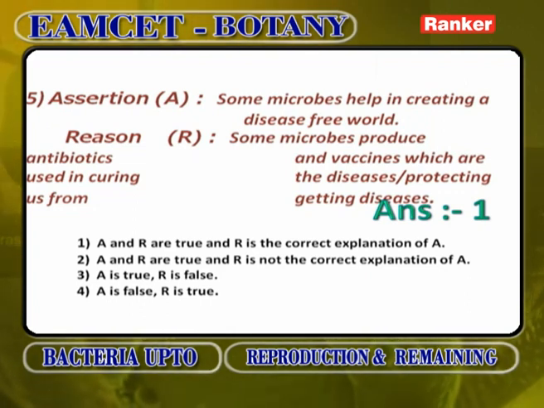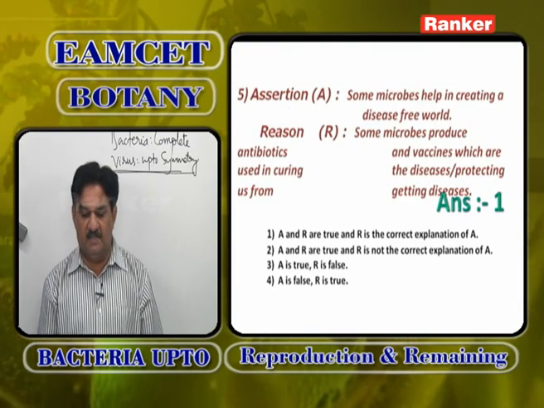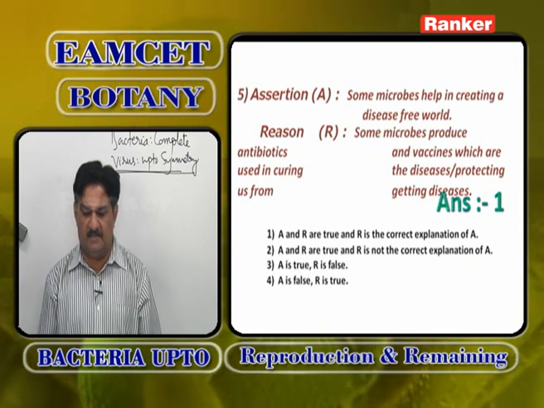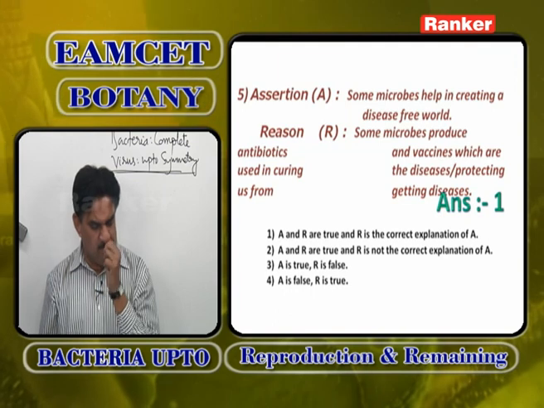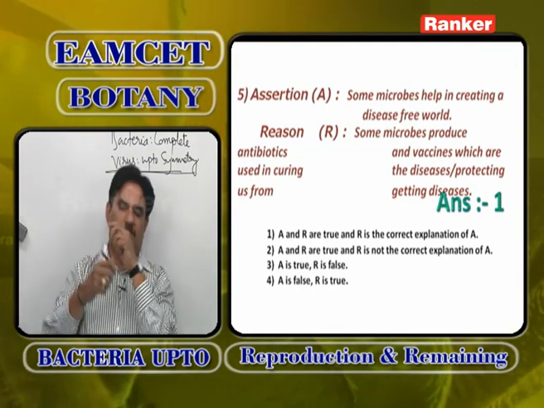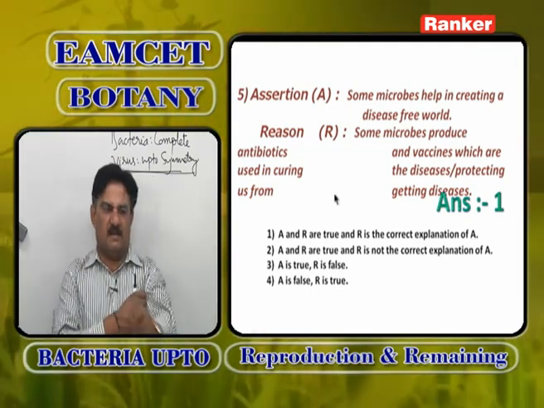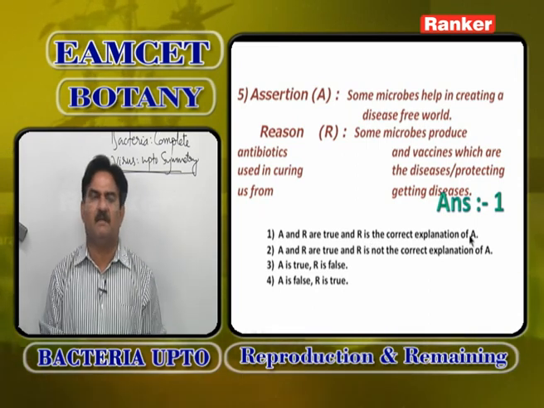So, like this, so many antibiotics are chemicals obtained from microbes and are useful in creating a disease-free world. Like that, 'some microbes help in creating a disease-free world' is correct. How they are maintaining a disease-free world is the reason: some microbes produce antibiotics and vaccines which are used in curing diseases or protecting us from diseases. So, A and R are correct, and R is the correct explanation of A.